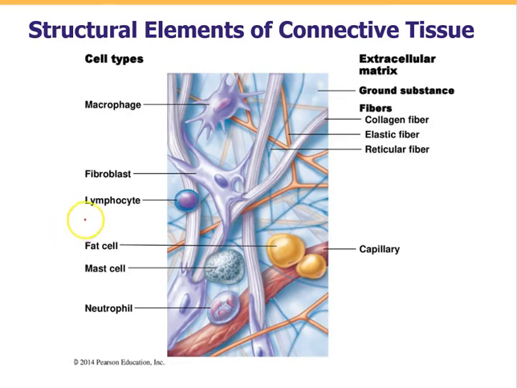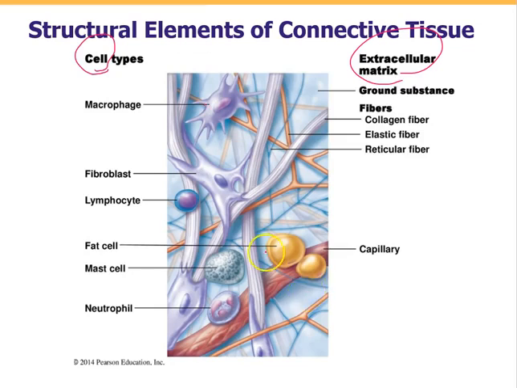Let's take a look at the structural elements of connective tissue. We divide the structural components of connective tissue into the cells and the extracellular matrix. The cells are of different types. Connective tissue is made up of different types of cells, each with its own job to keep your body healthy and working properly. We can find the macrophage as the big eater cell. It can do phagocytosis, it is one of our immune cells, and it can fight against microorganisms.